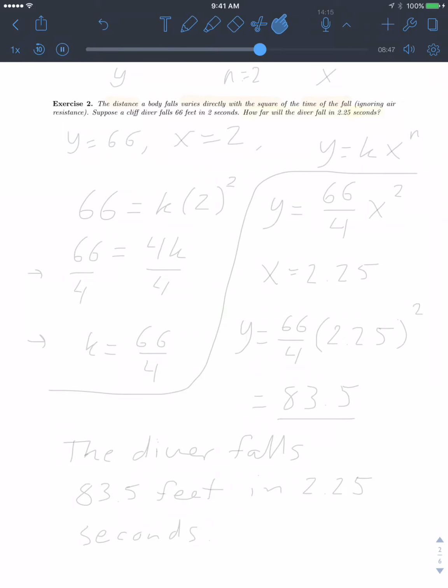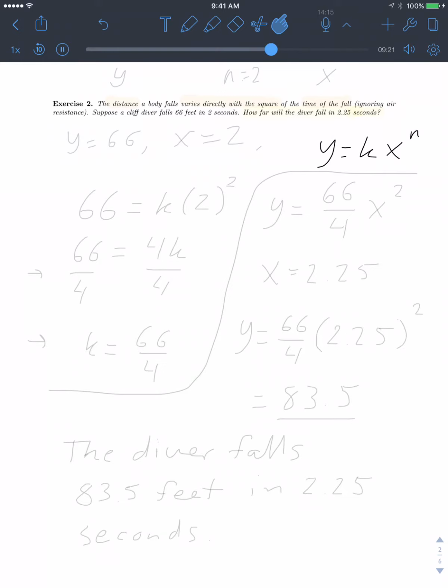The second exercise out of this section addresses the second type of variation that we encounter, and that's direct variation involving powers. Here I'll refer you to definition 7.7. We say that y varies directly with the nth power of x, or in other wording, y is directly proportional to the nth power of x, if we have the following: if y equals k times x to the n.